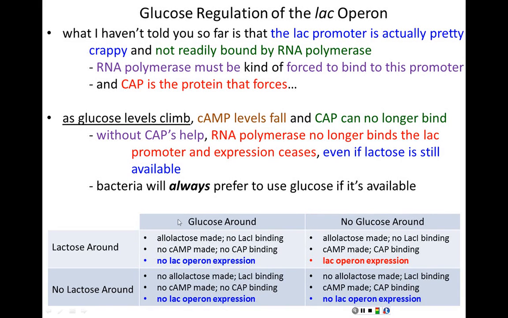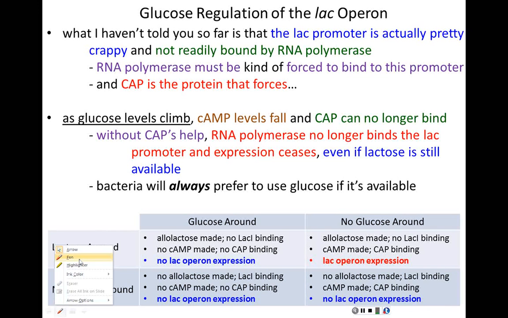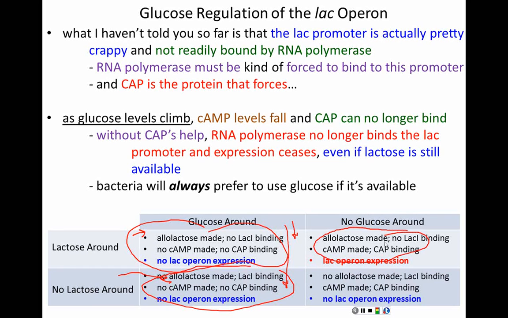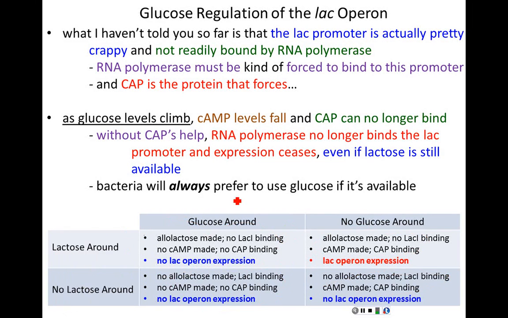The layout of this table is almost like a Punnett square, in the sense that where the columns and the rows meet is the condition we're talking about. In other words, right here in this area of the table, we're talking about when glucose is around and lactose is around. This area of the table is referring to when glucose is around and lactose is not around. This is when there's no glucose around and lactose is present, and this is when there's neither of the sugars.